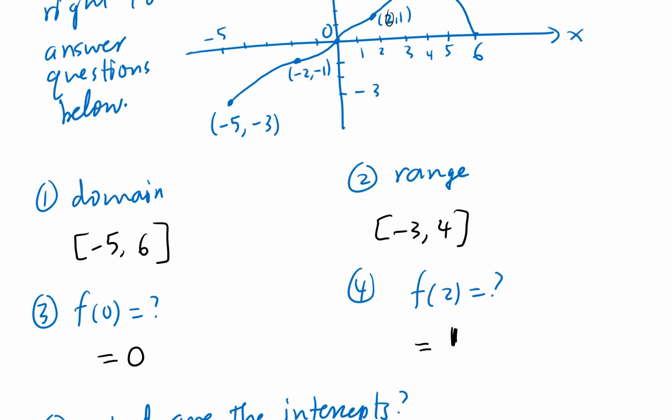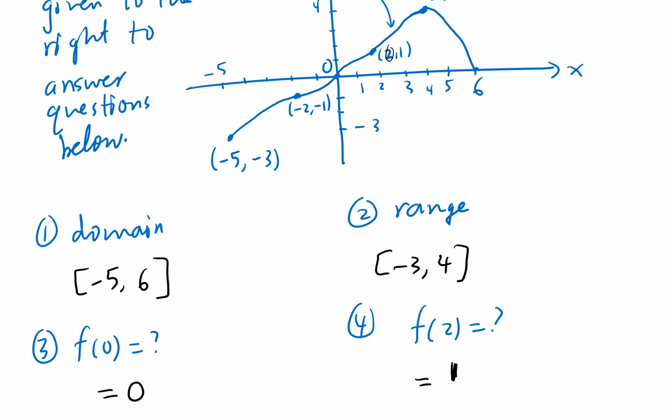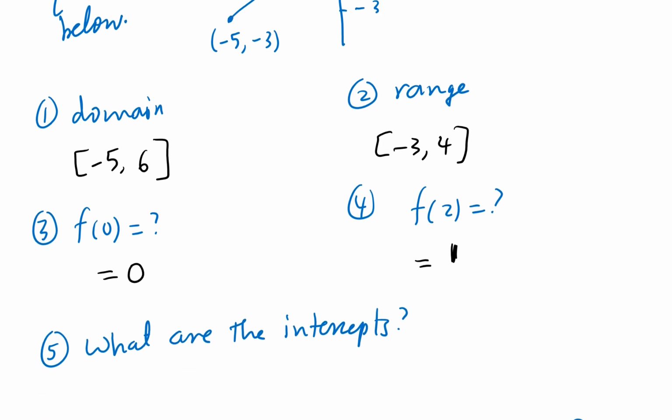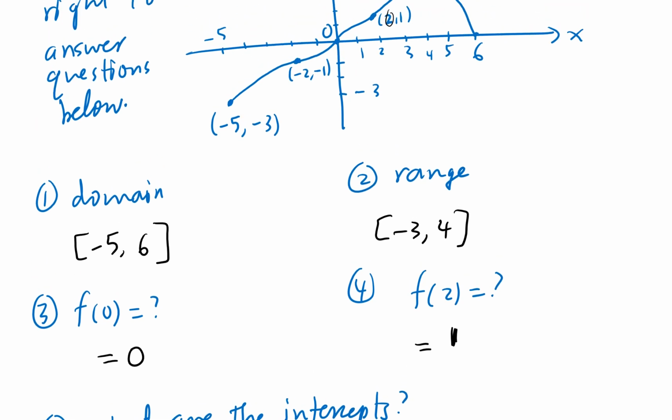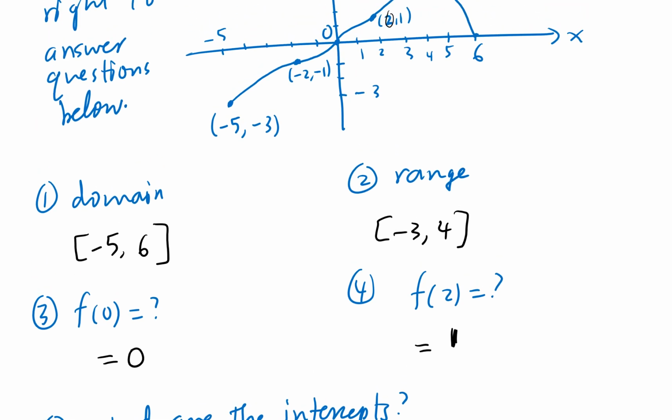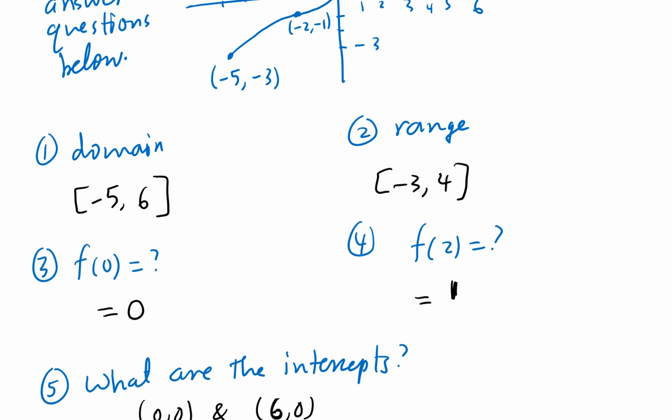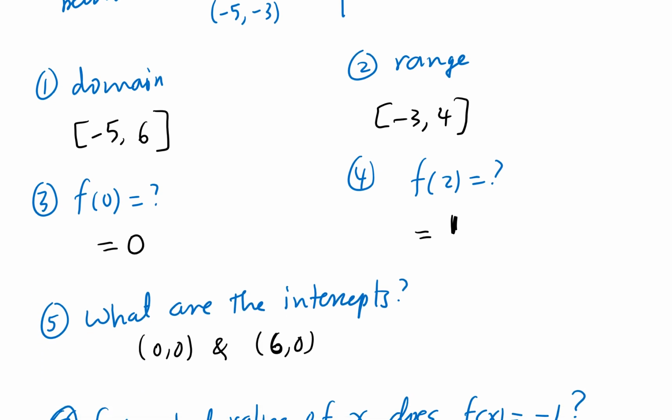What are the intercepts? The intercepts mean where the graph crosses the x-axis and the y-axis. So I see 0, 0 is one of them, and also 6, 0. These are the only ones where they intersect the x-axis and the y-axis. So 6, 0 is an x-intercept and 0, 0 is an x-intercept. Also 0, 0 is the y-intercept.